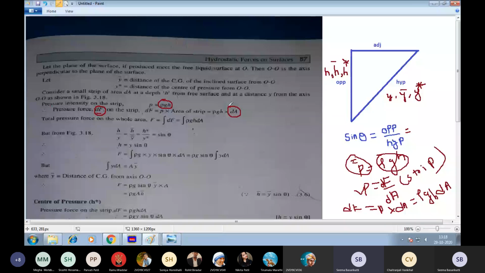Now the total pressure force. The total pressure force is identified by integrating dF. So the total force on this entire surface is identified by integrating dF, that is the integration of rho g H into dA. So you have to integrate these terms, rho g H into dA. Understood up till here, my dear students? Yes, ma'am.